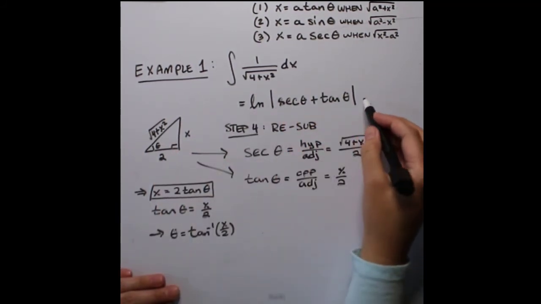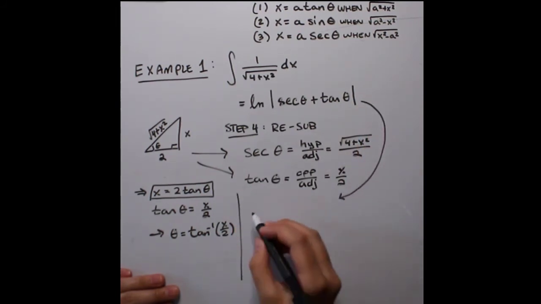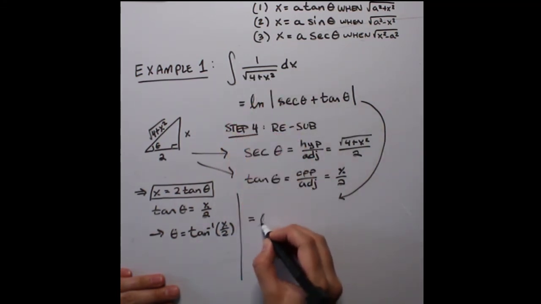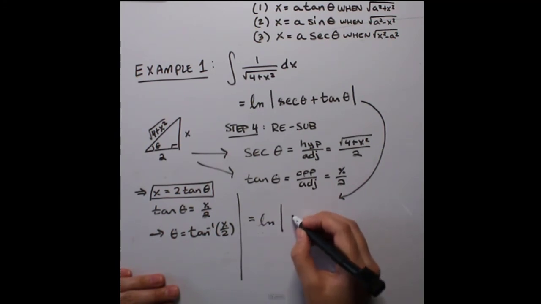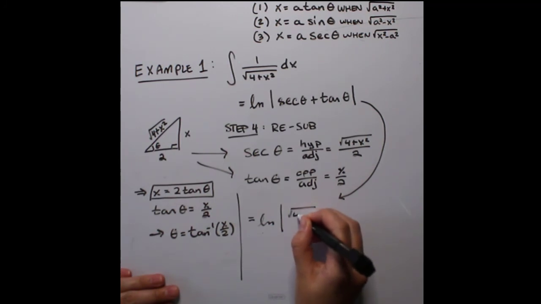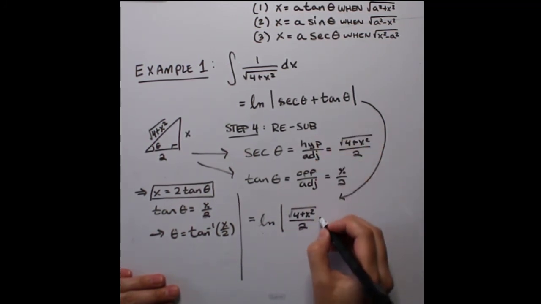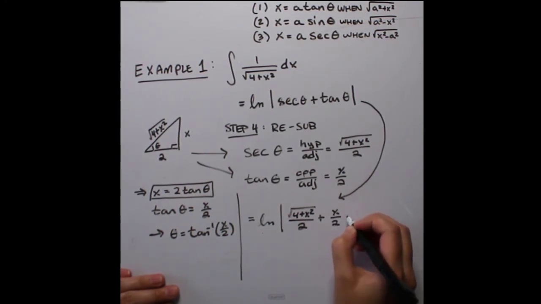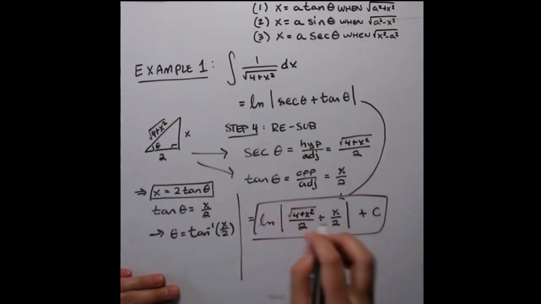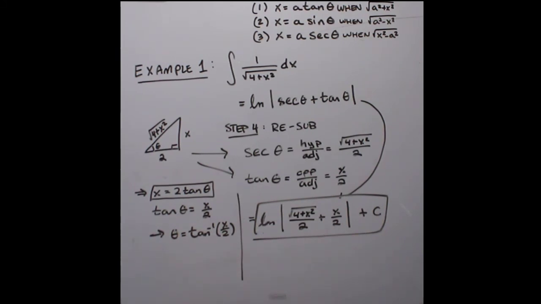And so from here, our answer, let's draw some more arrows here. We have that our integral of 1 over square root 4 plus x squared is ln, absolute value, secant of theta, which was square root 4 plus x squared over 2, plus tangent of theta, which is x over 2, and then we put on our plus c. And this would be our final answer. And so this is how we use our trig substitution.